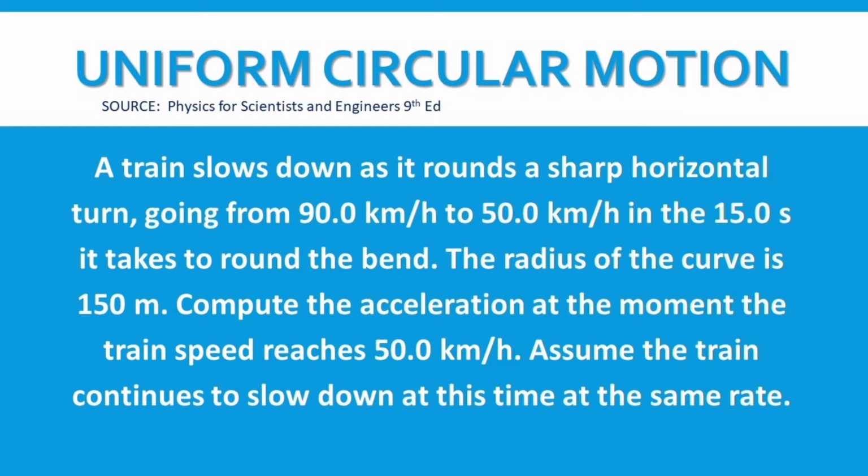So in this problem, the train is changing its speed and direction. The acceleration vector is just the sum of the tangential and the radial components of the acceleration. Tangential acceleration can be found from the change in speed and elapsed time. The radial acceleration is found from the train's speed and the radius of curvature.